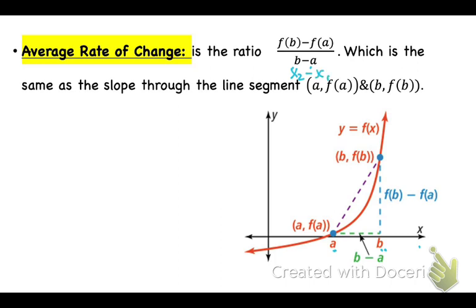And on the top, F of B, doesn't that just mean Y? And F of A means Y. What did I just write? Slope. So average rate of change is what? Slope. Okay. So, write on your paper, average rate of change is slope. Write it. And then write M for what? Slope, right? Y2 minus Y1 over X2 minus X1.